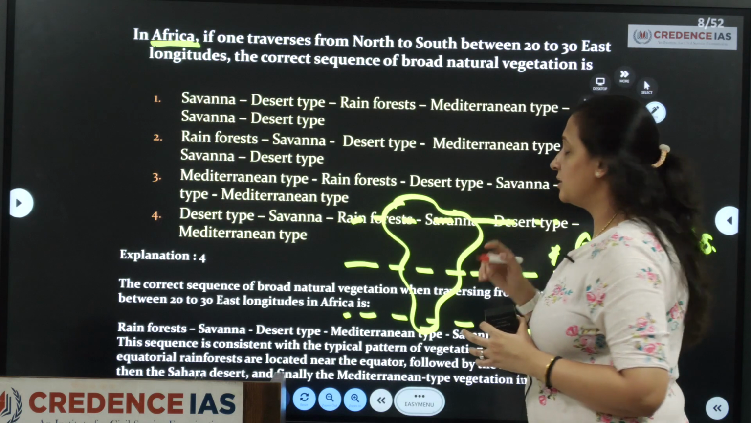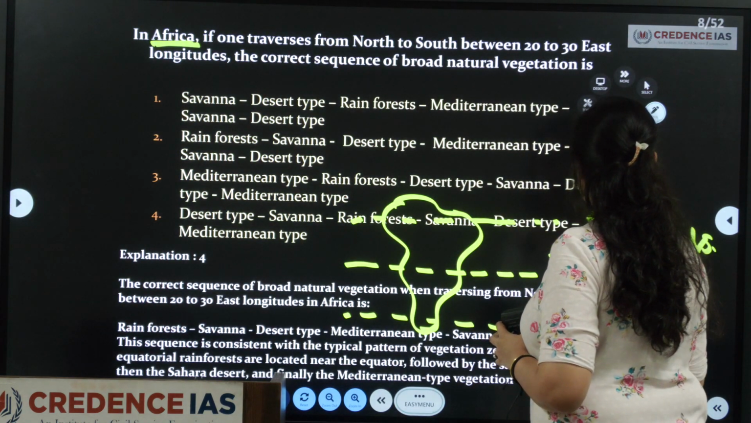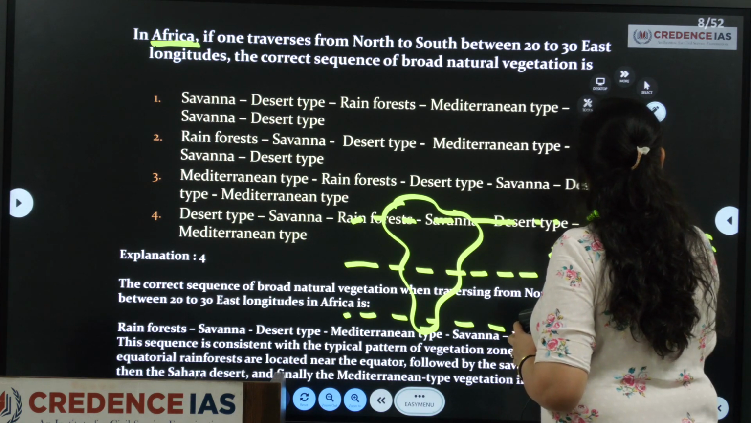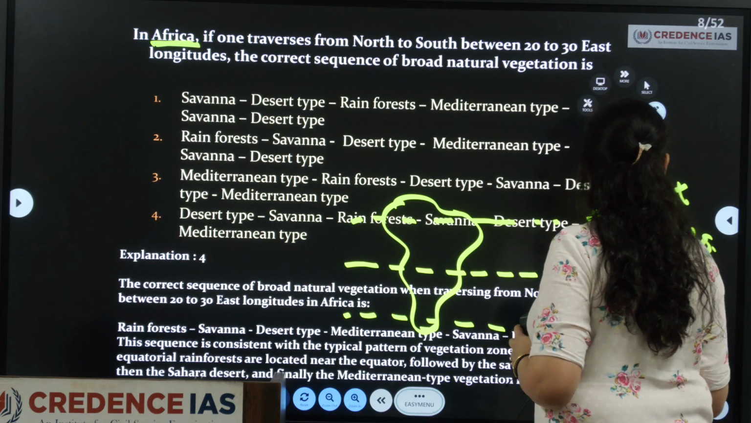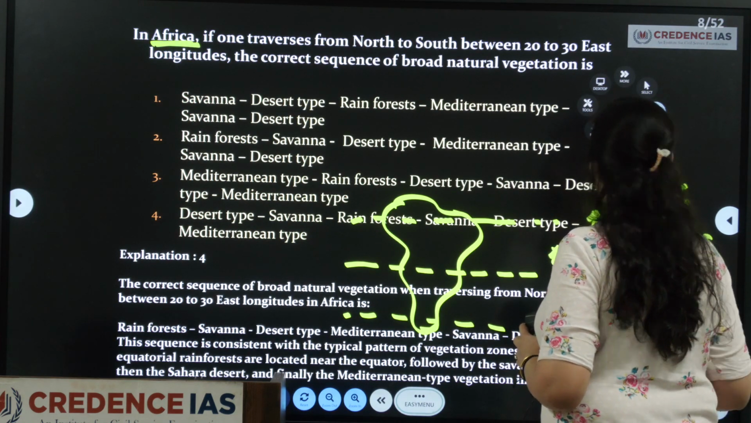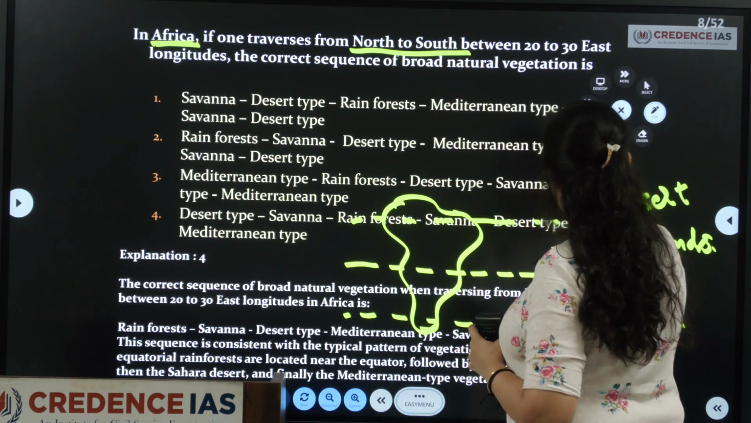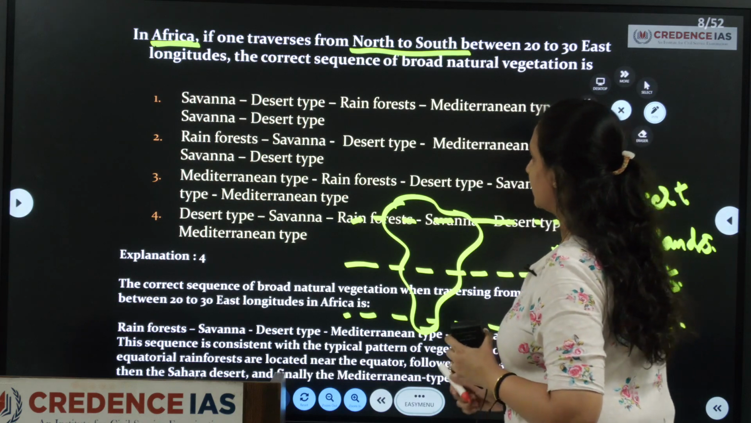Then further, as we move up, the vegetation gets reduced and it leads to desert type. So in Africa we find the Sahara desert. As we travel from north to south, like this, then again here downstairs, what will we get?